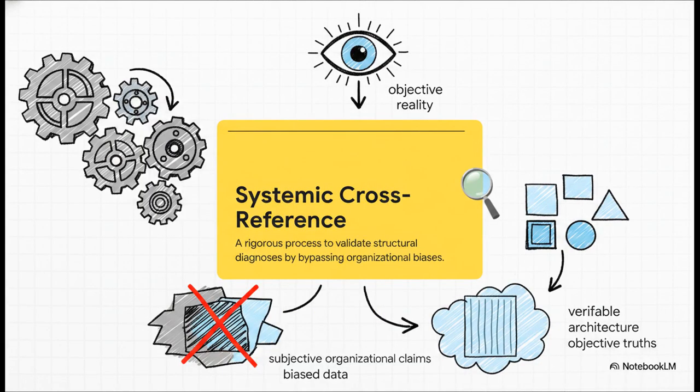That tool is called systemic cross-reference. It's defined as a rigorous process to validate structural diagnoses by bypassing individual organizational biases. The absolute key takeaway here is that this isn't just reading between the lines. No, it's a highly structured methodology used to isolate objective reality from all those subjective claims. It basically forces us to stop looking at what an organization says it does and instead look at the verifiable architecture of what's actually happening on the ground.